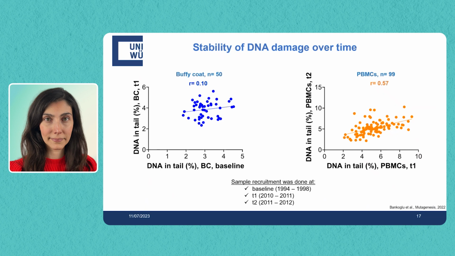In PBMCs, we had only the follow-up time points. So we have T1 and T2, which are 1 year apart. We have time point 1 here on the x-axis, and time point 2 on the y-axis. So we see a moderate positive correlation. The correlation coefficient is much better here. But it's quite hard to explain what kind of factors can play a role here.